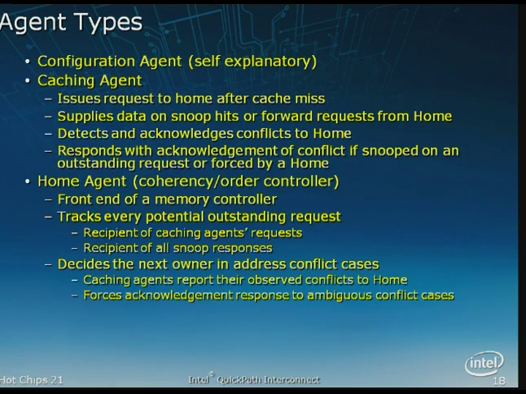Home agent. The home agent is the ordering mechanism in the system for a given address. Remember, a home agent is basically the front end to a memory controller. It tracks every potential outstanding request and is the recipient of all snoop responses, whether those snoop responses are implied or spawned. It keeps track of those things. The home agent also decides on conflict who wins or who gets the data next, or changes the requests.